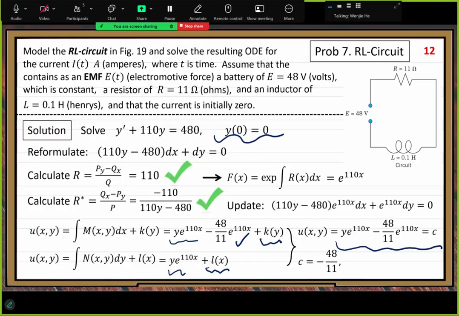Because plugging in 0, you can see this e term is 1, and y equals 0, so this term is gone. Then you can easily see negative 48 over 11. Then our final equation, you can write y equals 48 over 11 times parenthesis 1 minus e to the negative 110x. You can compare with the solution you got using the separable method. It should be the same, but here we use a different way.